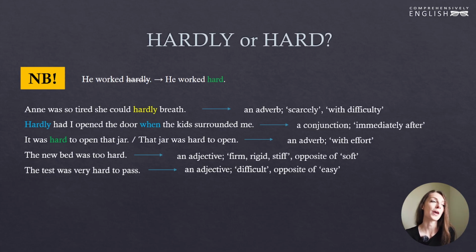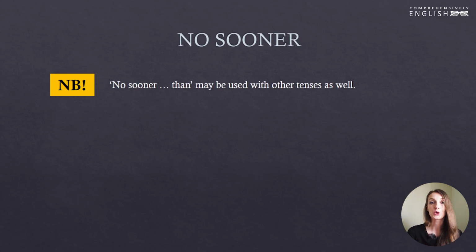So please pay attention to these sentences and to the fact that hard and hardly both can be different parts of speech and have various meanings. When we speak about the past perfect tense, we speak about this hardly. Hardly as a conjunction, meaning immediately after. Now, what about no sooner?